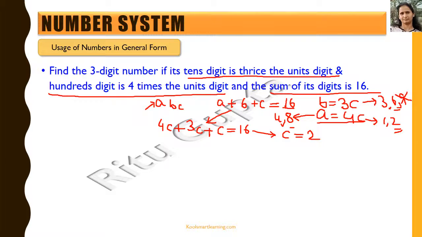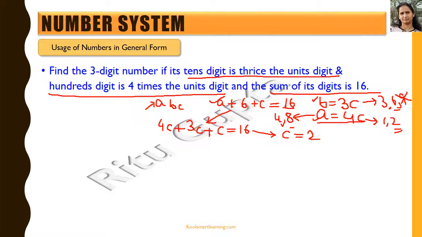So all of this where I was ruling out the other options is only to understand the concept, but otherwise there is no need for ruling out anything. Given these three conditions, we can just put these two values in this given equation and then we get the value of C, and hence we get the value of B to be 6 and A to be 8.